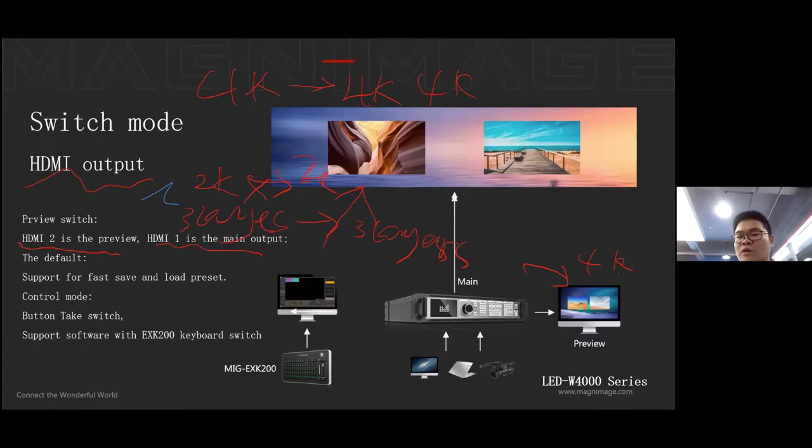Here we can load presets and save presets. So after you save, you can just load and then take very fast, just need to tick the switch, the take button. Also, we can connect to our Magnimage EXK200 keyboard and connect to the software. Actually here there is a keyboard. You can do switching, like cut or fade in, fade out.